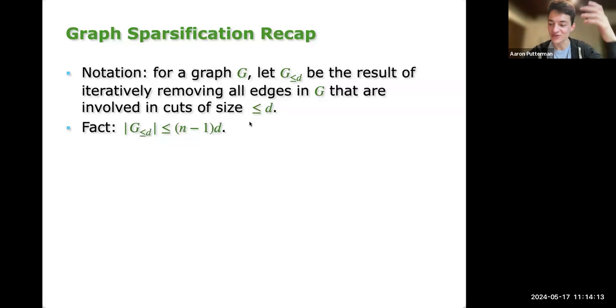And the number of edges we're storing in each such iteration is at most D. So in particular, because there can only be at most n connected components, this can only happen at most n-1 times before everything is just an isolated vertex. So this means the size of this graph G less than or equal to D has to be at most n-1 times D.